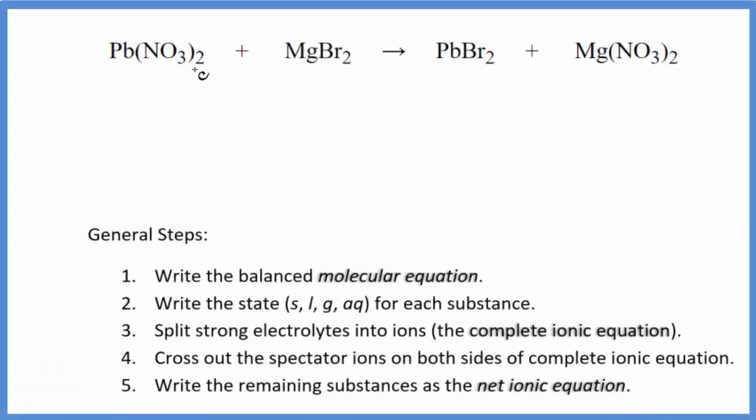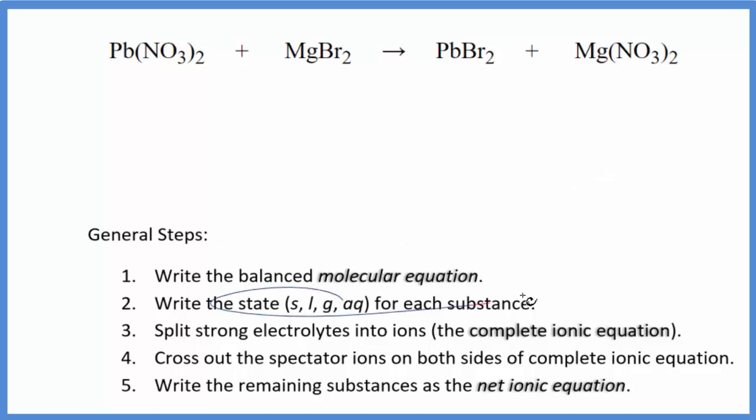In this video, we'll write the balanced net ionic equation for PbNO3 plus MgBr2. This is lead-2 nitrate, and this is magnesium bromide. First thing we need to do with net ionic equations, we need to balance the molecular equation. When I look at this, it's already balanced, so that's kind of nice.